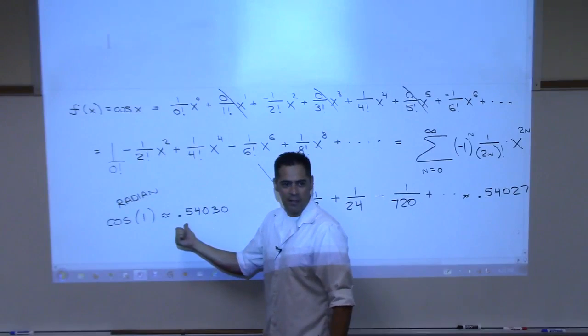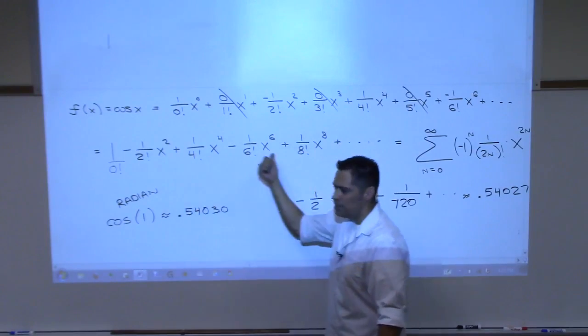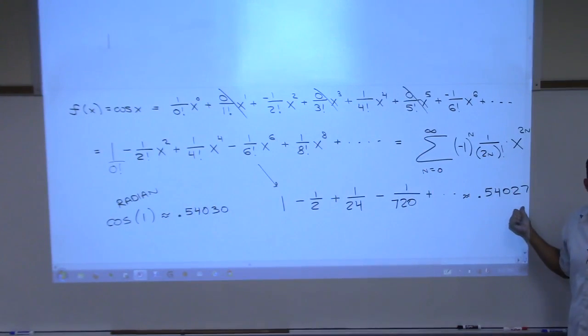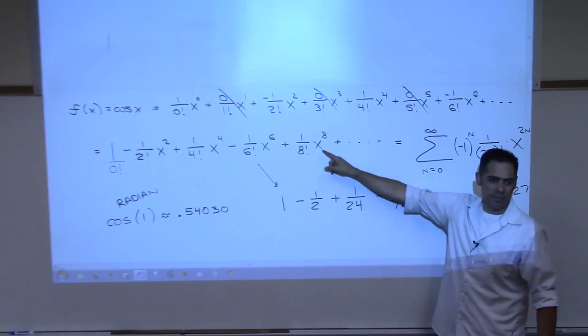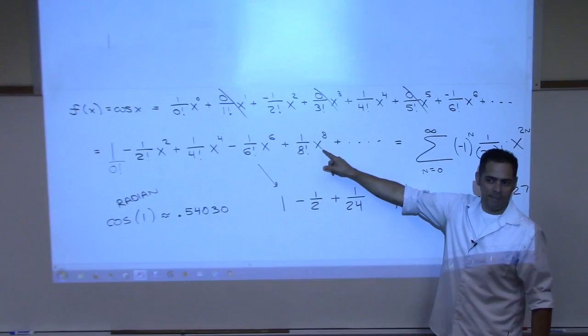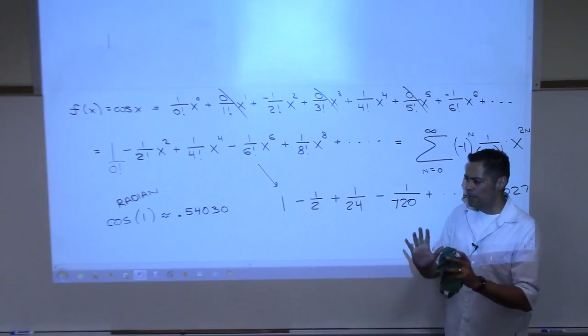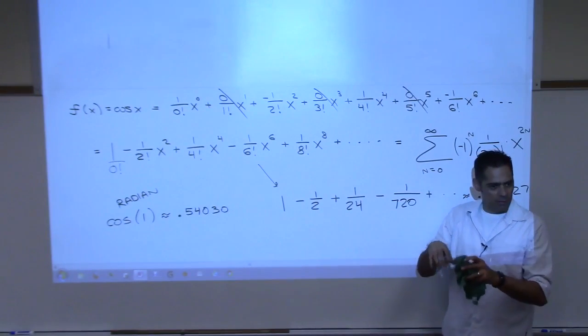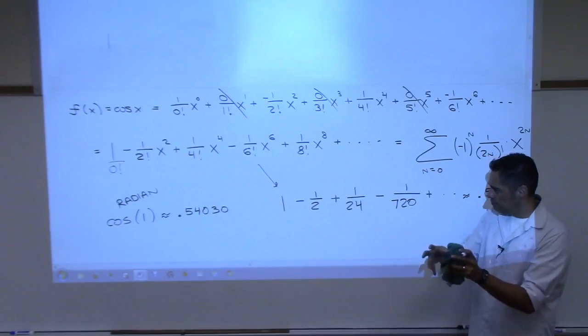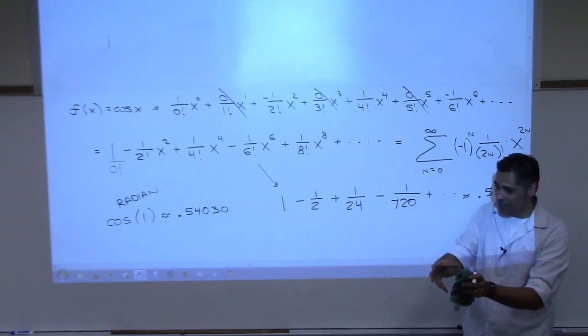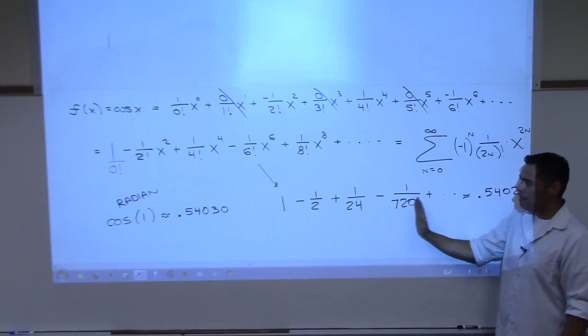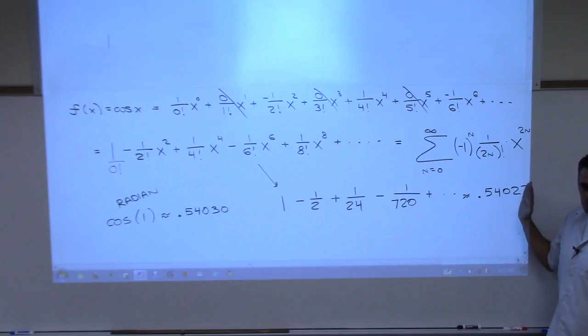How did your calculator get this? It computed the series out to a certain place. It has no idea what cosine is. It just did this. That's what your calculator did. Whoever wrote the program for that machine said, I will go out in this series to a certain predetermined tolerance and stop.